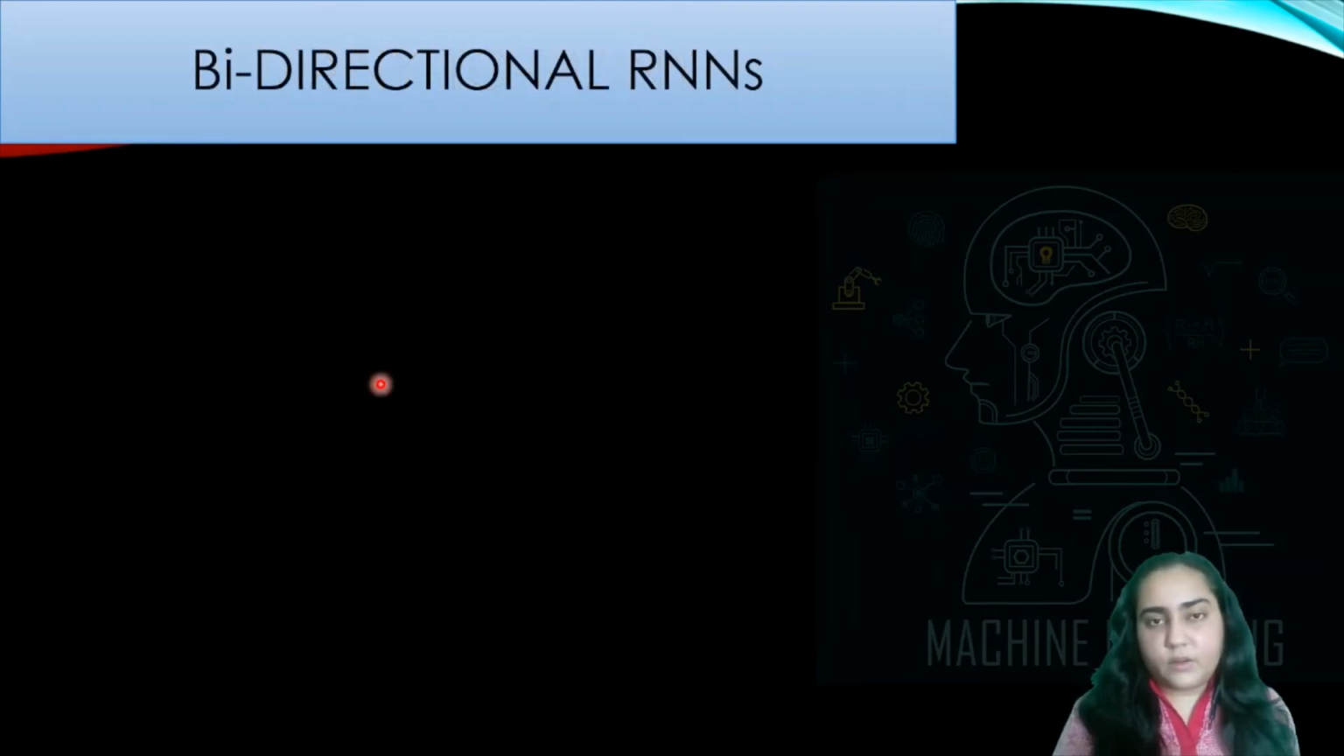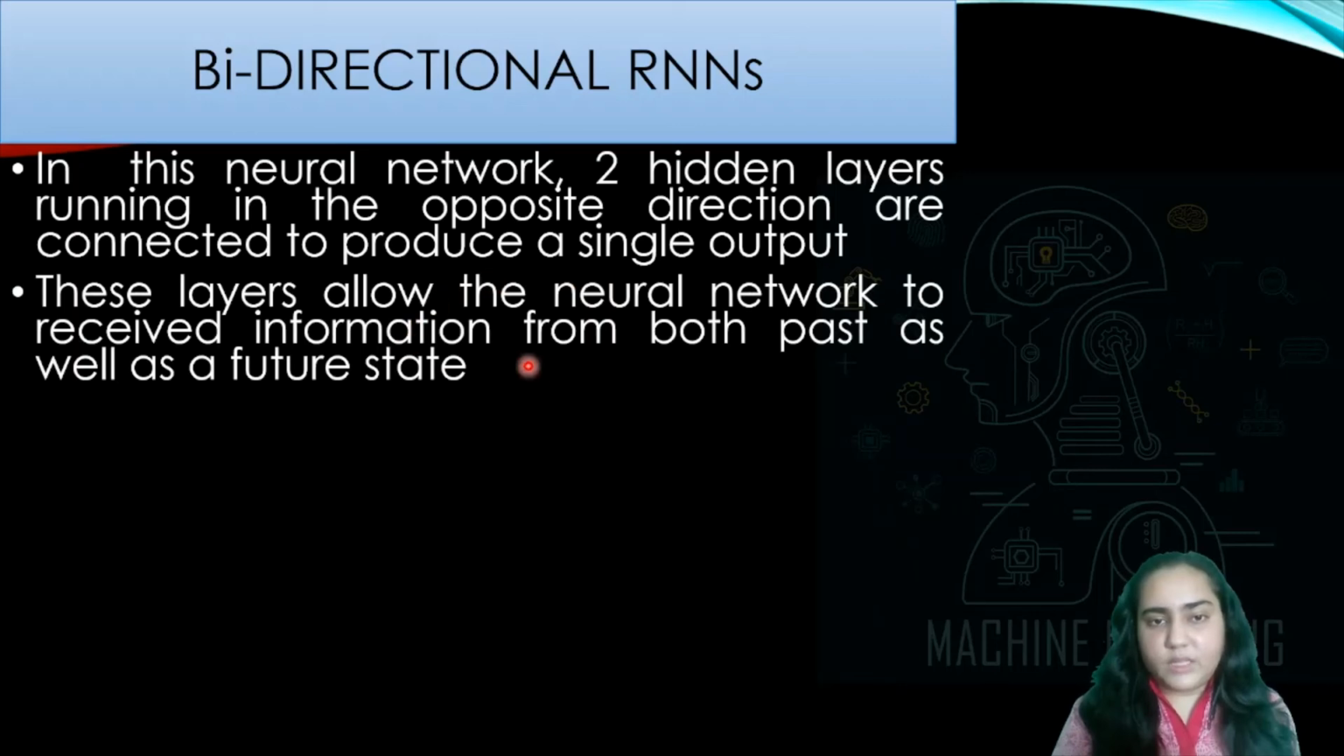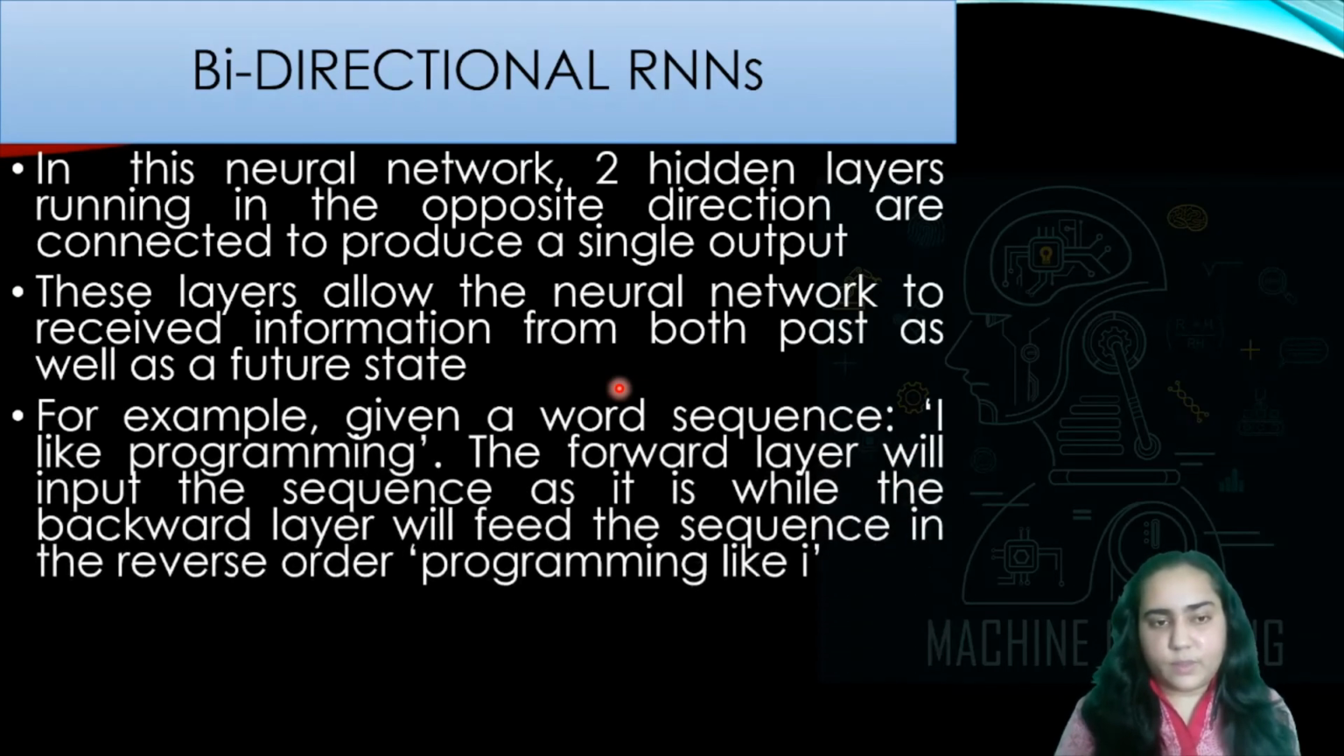We also have something called bidirectional RNNs. So in this neural network, there are two hidden layers which are running in opposite directions, and they are connected to produce a single output. And these layers allow the neural network to receive information not just from the past, but from the future as well. So for example, if you have a word sequence, I like programming, then the forward layer will input the sequence as it is, but the backward layer will feed the sequence in a reverse order. So it will be like programming like I.